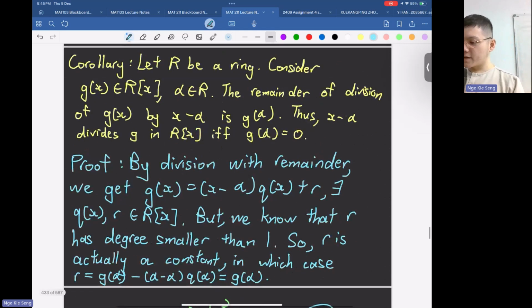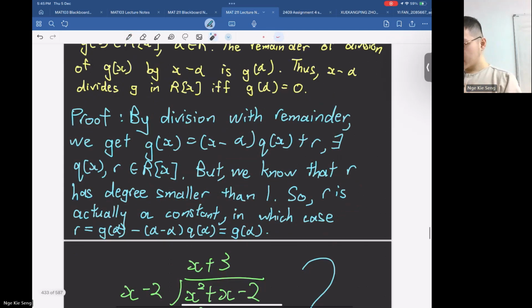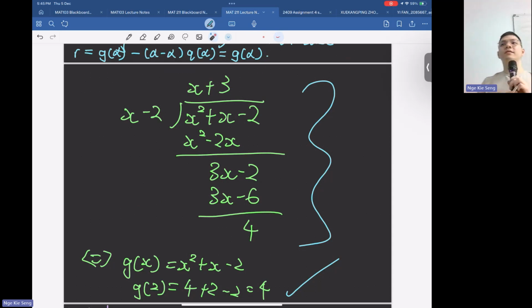So what's the proof here? The proof here is really easy. I use division with remainder. Can everyone see? You don't need to do long division to find the remainder, just substitute. Any questions before we jump to the next part? Any questions so far about the polynomial ring? One thing you need to remember about the polynomial ring is you can do division with remainder. That's all.